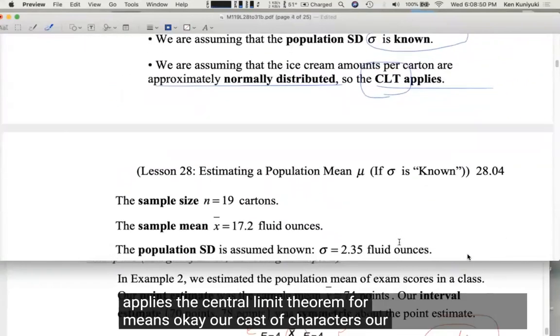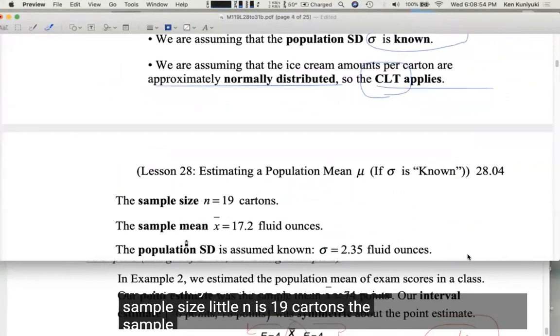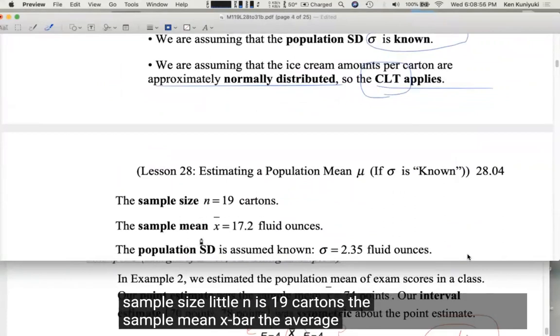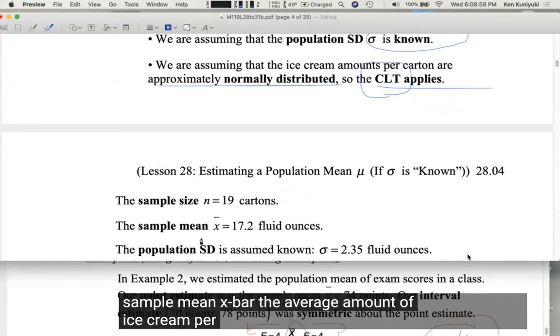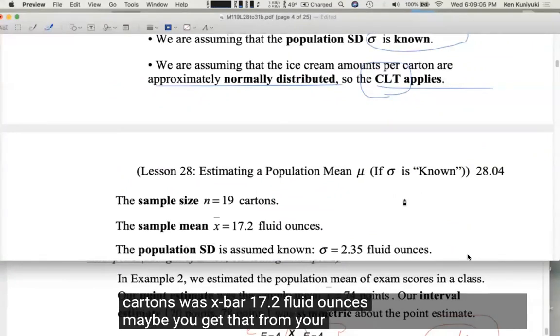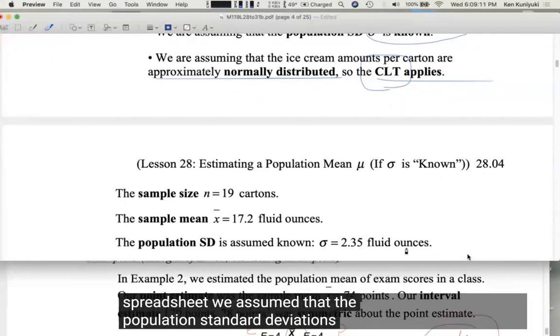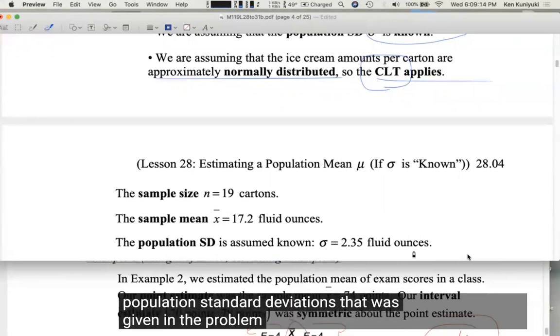Our cast of characters, our sample size, little n, is 19 cartons. The sample mean, x bar, the average amount of ice cream per carton among the 19 cartons was x bar, 17.2 fluid ounces. Maybe you get that from your Excel spreadsheet. We assumed that the population standard dev, sigma, was 2.35 fluid ounces. That was given in the problem.